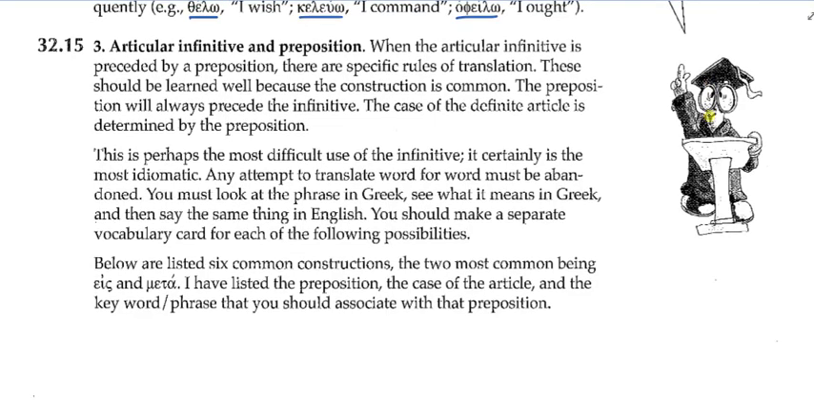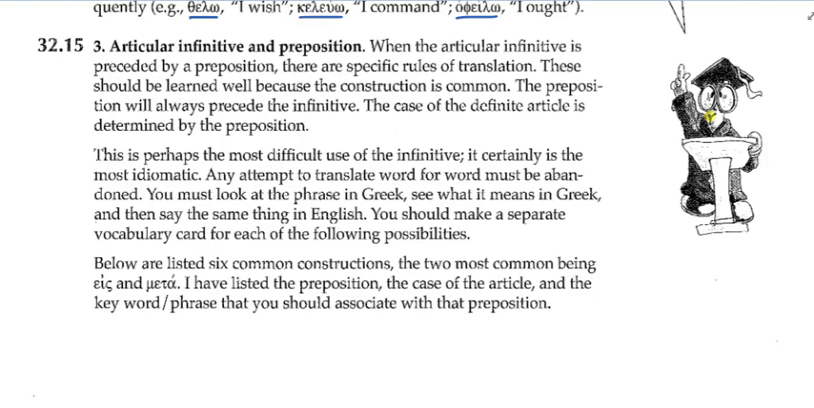The third type of infinitive construction are the articular infinitives along with prepositions. Now, when I have a preposition followed by an articular infinitive, that infinitive's article is going to have to be in a particular case.